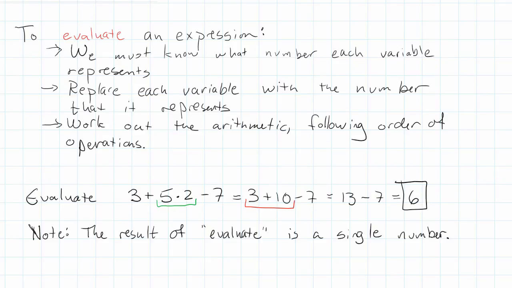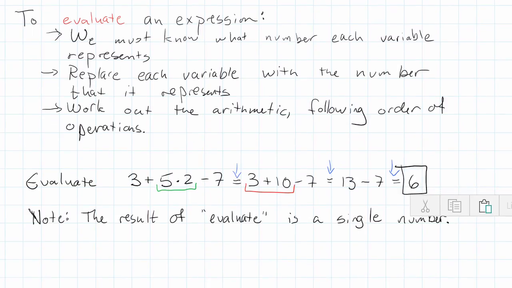Notice, the result of evaluating an expression is just a single number. No variables, no equal signs, just a number. Oh, also notice that string of equal signs is used correctly. I really am claiming that all four of those expressions are equal.